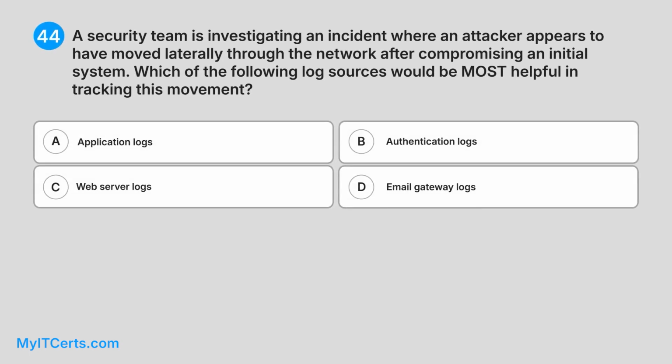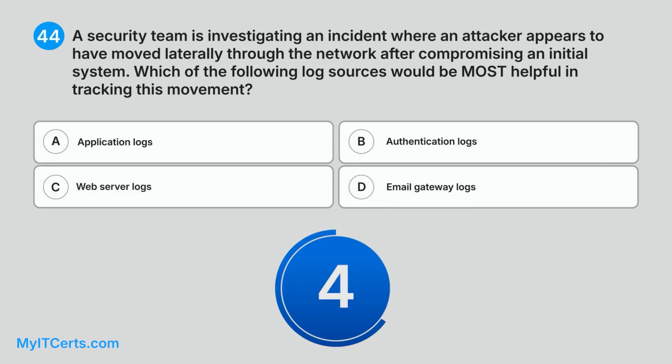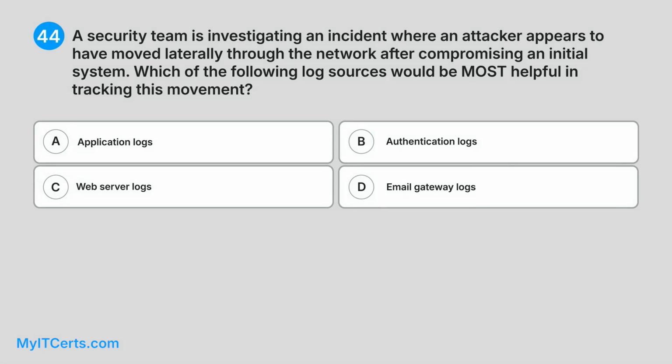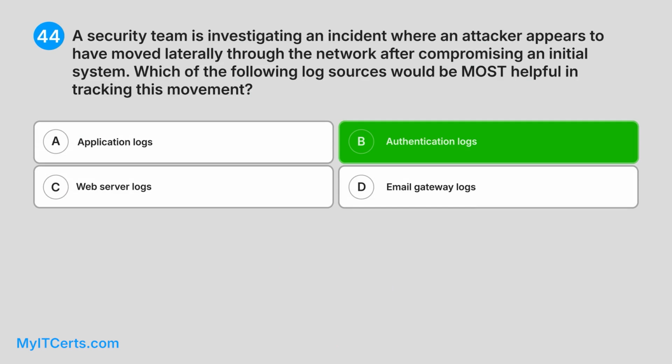(44) A security team is investigating an incident where an attacker appears to have moved laterally through the network after compromising an initial system. Which of the following log sources would be most helpful in tracking this movement? A. Application logs. B. Authentication logs. C. Web server logs. D. Email gateway logs. Do you know the answer? Correct answer. B. Authentication logs.